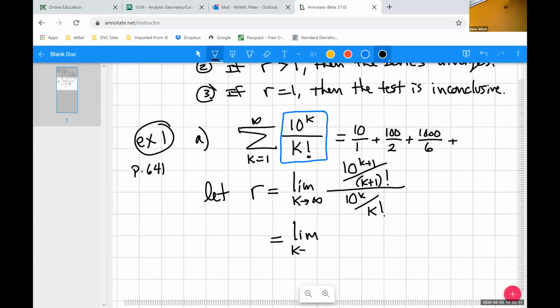So this is the limit as k goes to infinity of 10 to the k plus 1 divided by k plus 1 factorial, times the reciprocal of the bottom, which would put the k factorial in the top, and then put 10 to the k in the bottom. Any questions about how I did that first step?